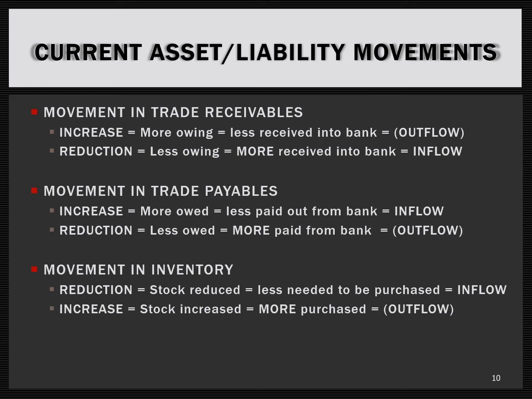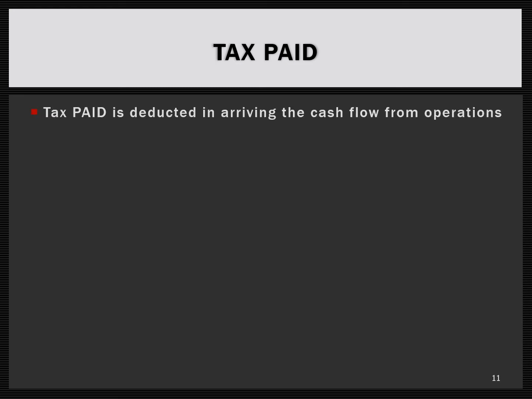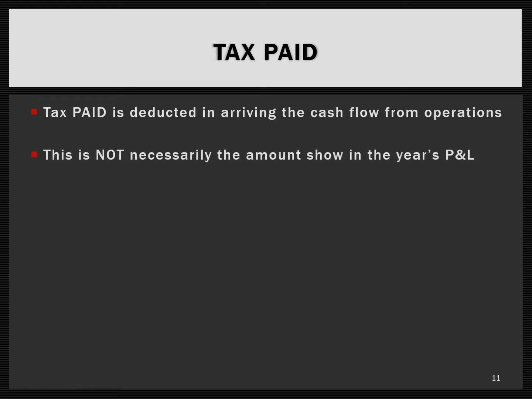If stock's gone up, then yes, we've needed to purchase more, so the money's gone out of the bank account. So make sure you get those three adjustments the right way around in your calculation of operating cash flow. And remember, one of the last deductions in the operating cash flow is the tax paid figure. And remember, it's the tax paid in the period, not the figure in the profit and loss account.